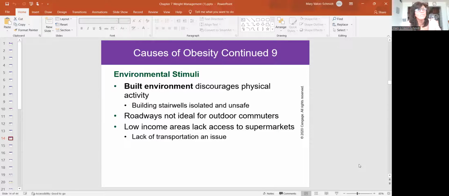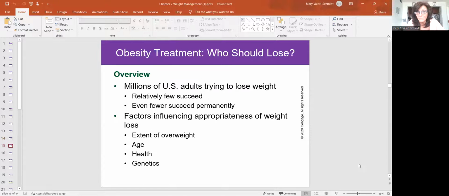And then we talk about socioeconomically depressed areas. So low income areas usually lack access to supermarkets, but what you will find is maybe a bodega or a 7-Eleven, a convenience store. And that's a problem because you're not going to have the selection there that you would have, say, in a supermarket. And then a lot of people don't drive. Lack of transportation is an issue.